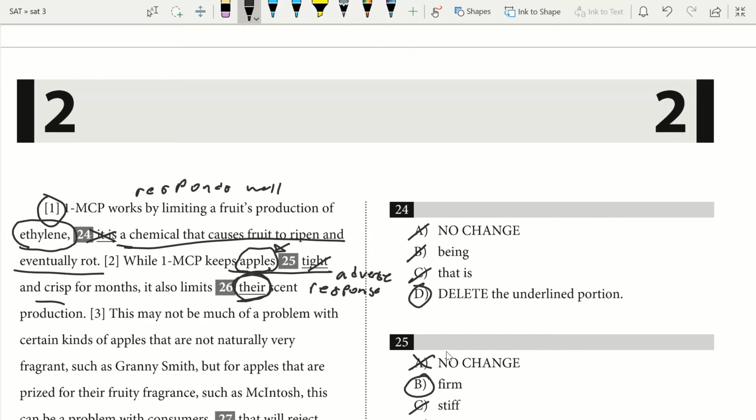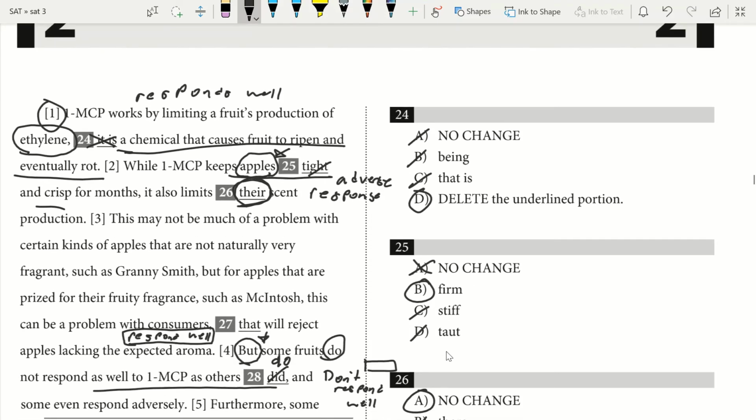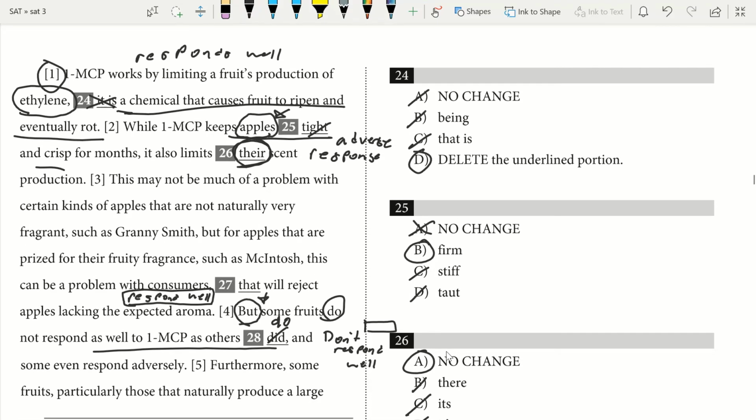Okay, now we have sentence 3. This may not be much of a problem with certain kinds of apples that are not naturally very fragrant, such as Granny Smith, but for apples that are prized for their fruity fragrance, such as Macintosh, this can be a problem with consumers who will reject apples lacking the expected aroma, right?